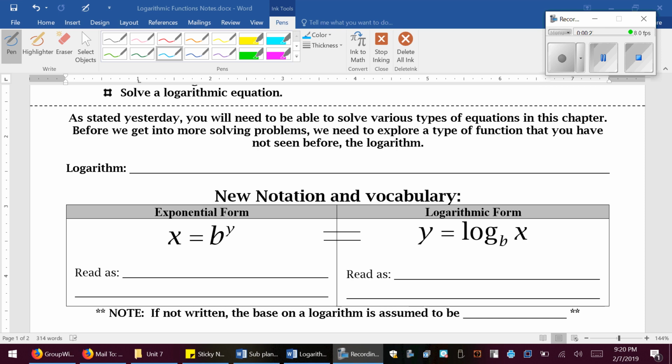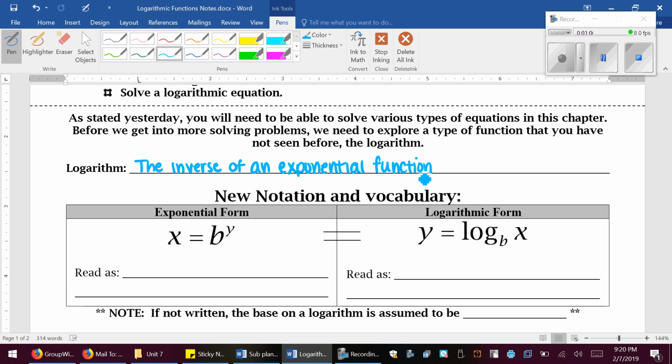So that method doesn't always work because sometimes you just can't make the bases be the same. So we have to then study something called a logarithm. A logarithm is the inverse of an exponential function. Last chapter we studied a lot about inverses. We learned that to find an inverse, you interchange x and y, and then you solve for y.